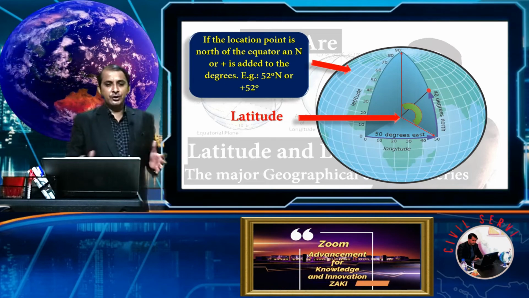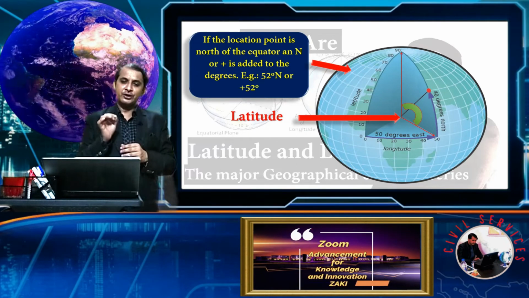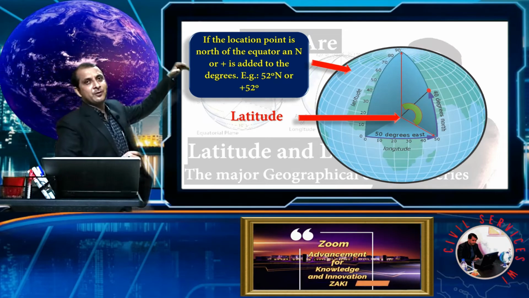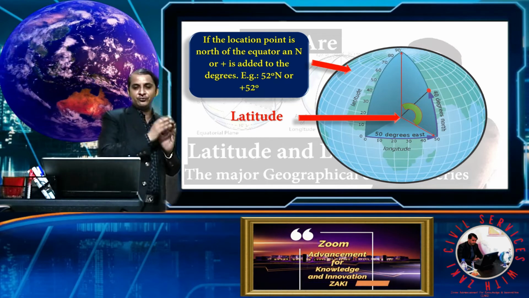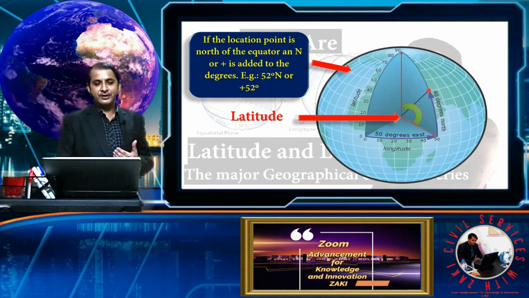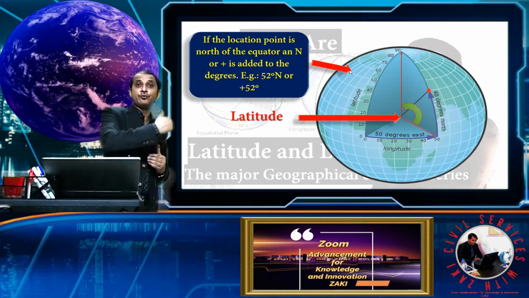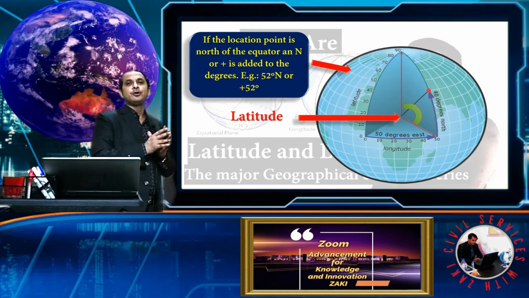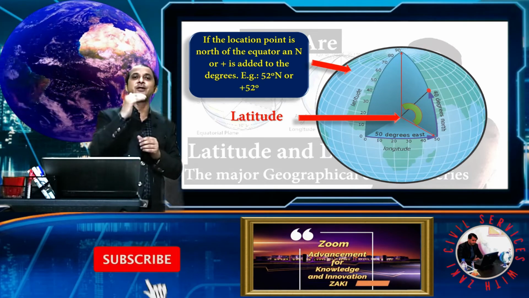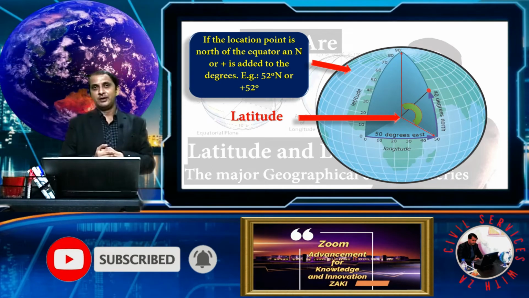If we go from the equator to the north, and the location point is north of the equator, we include N or plus. For example, here it is 52 degrees north. If you don't find any N, but you find 52 degrees plus, it means it is in the northern hemisphere.